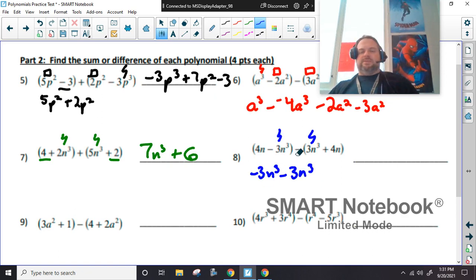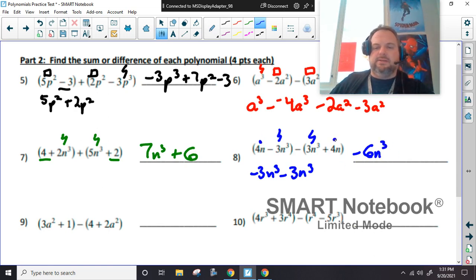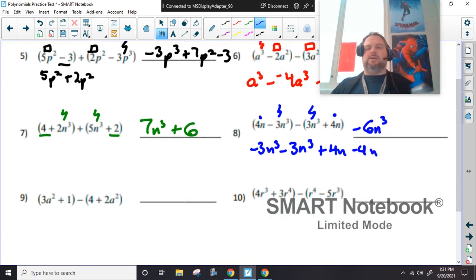All right. So this time, remember, we're subtracting. So it's negative 3n cubed minus 3n cubed. So this would be negative 6n cubed. I'm sorry, n cubed, not squared. And then we have 4n minus 4n. Well, those cancel. So it's just negative 6n cubed.